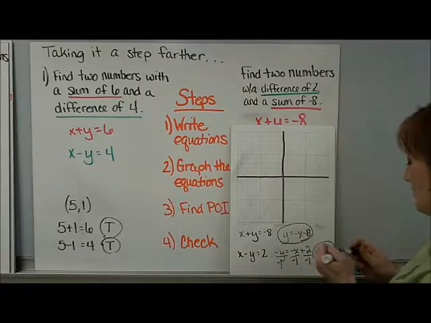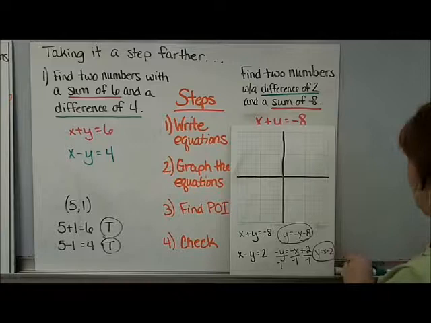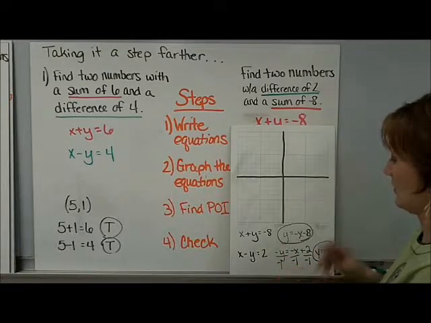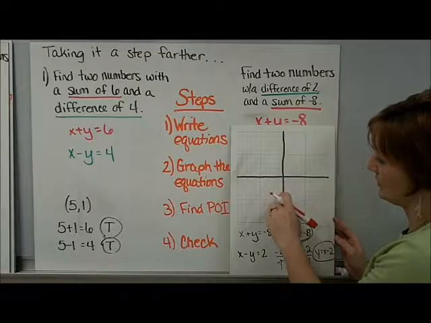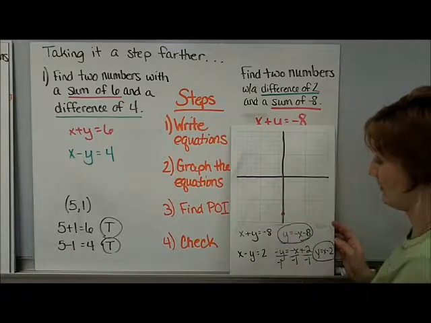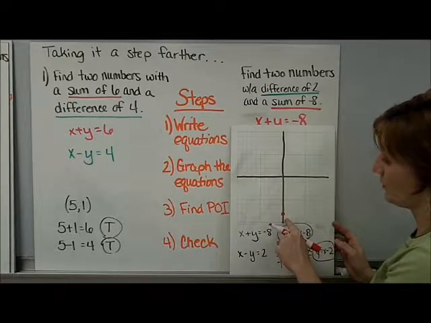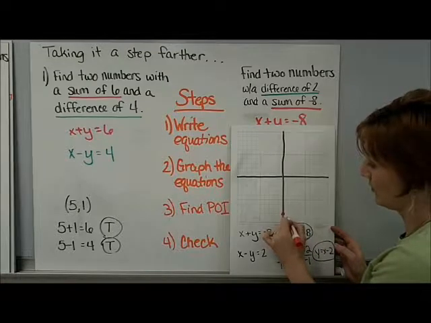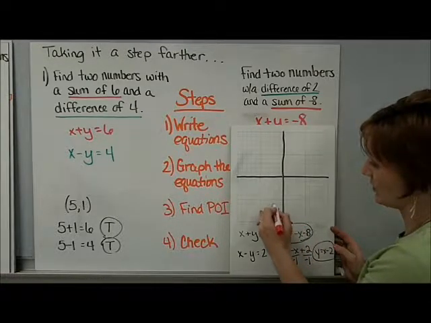So let's start here. My y-intercept is -8, so I go 1, 2, 3, 4, 5, 6, 7, 8, -8. My slope is down 1: fall 1, run 1, fall 1, run 1. I can also back that up and go in the other direction.